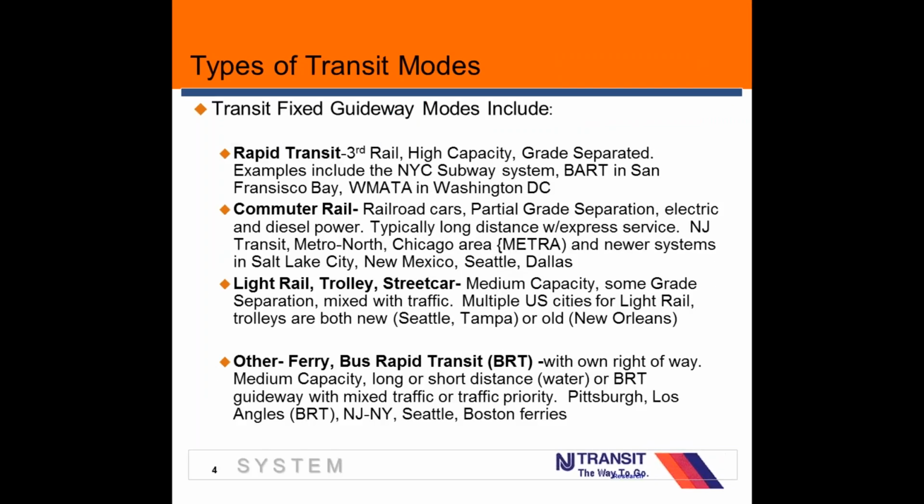Just a brief overview of the types of transit modes so we're clear on definitions. Rapid transit is usually, these are all fixed guideways, a third rail, high capacity, grade separated system. Examples include New York City subway system, BART in San Francisco, WMATA in the Washington, D.C. area.